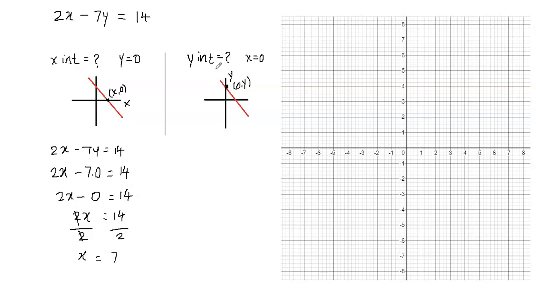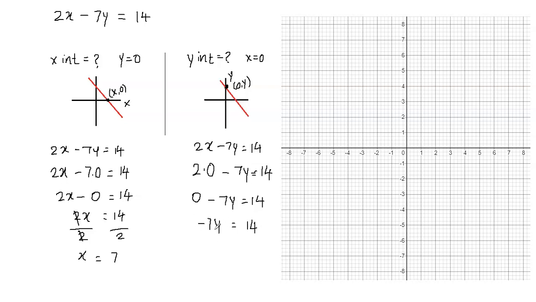Now let's find out the y-intercept. Again, I'm going to write my equation here, 2x minus 7y equals 14. To find the value of the y-intercept, we're going to plug in x equals 0 in our equation. So 2 times, in place of x, I'm going to plug in 0 here, minus 7y equals 14. 2 times 0 is going to be 0, minus 7y equals 14. And 0 minus 7y is going to be negative 7y equals 14.